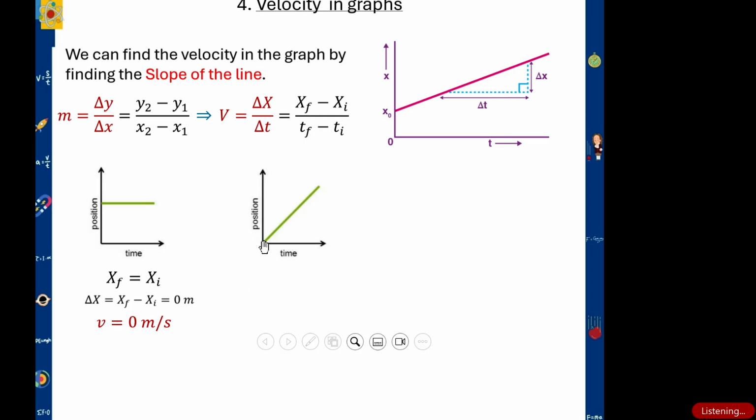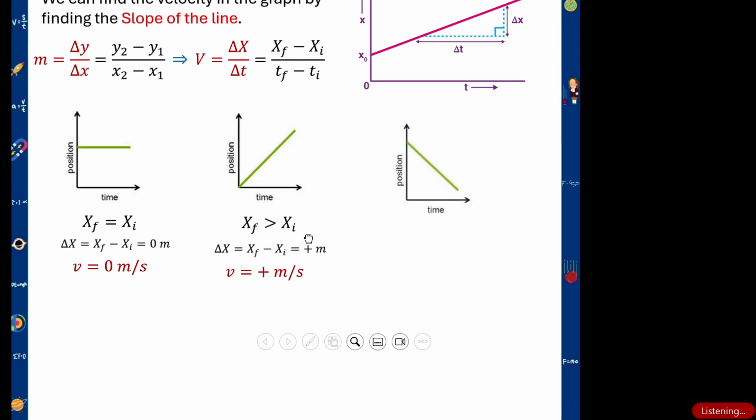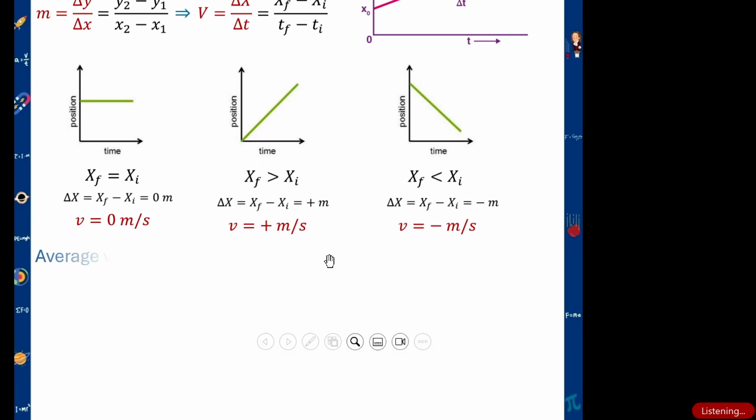In that case, the slope is positive because the line is moving up. When we move from left to right, the slope is rising. So that's a positive slope, which means a positive velocity because the x final is greater than x initial. And that's why here it's negative, because x initial is greater than x final, which gives you a negative velocity.